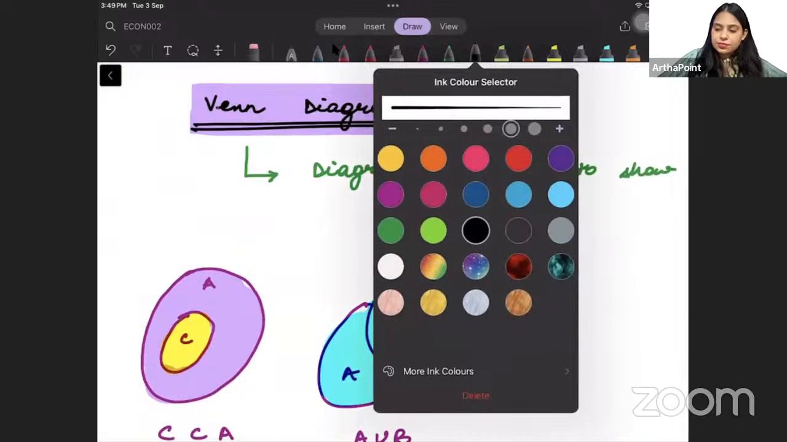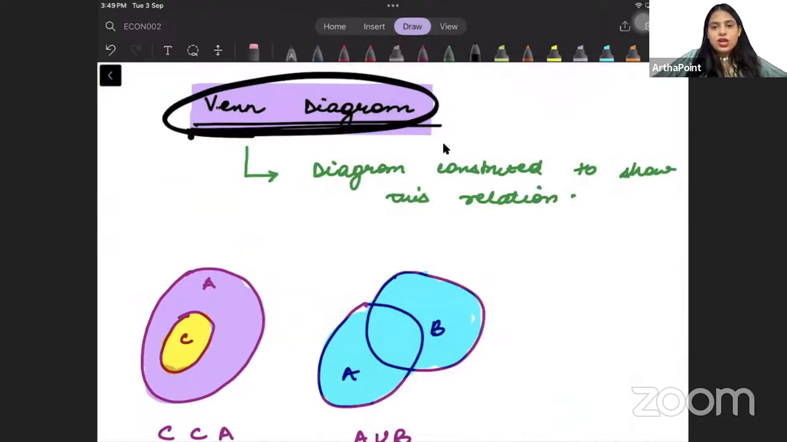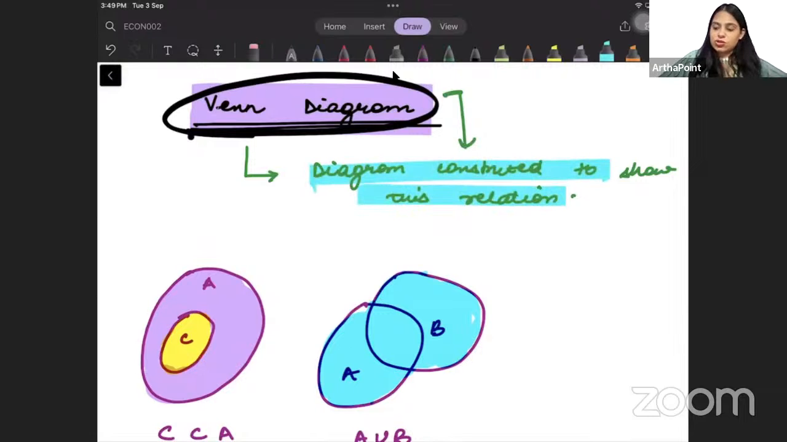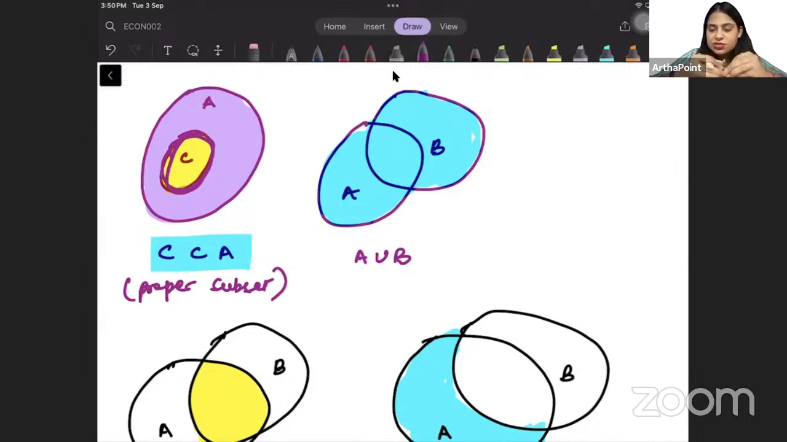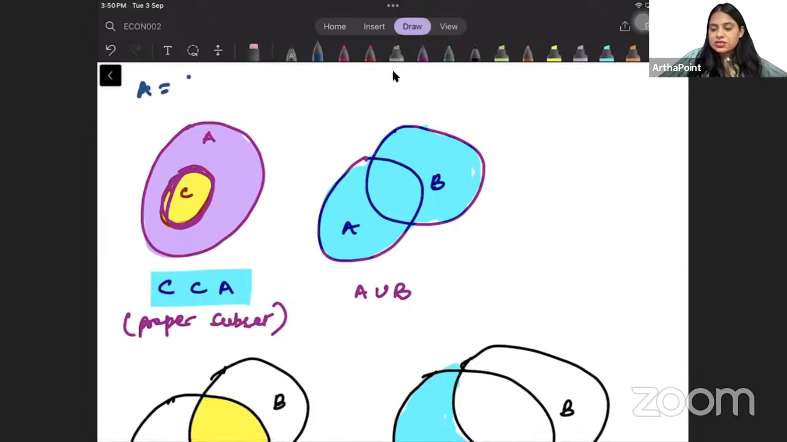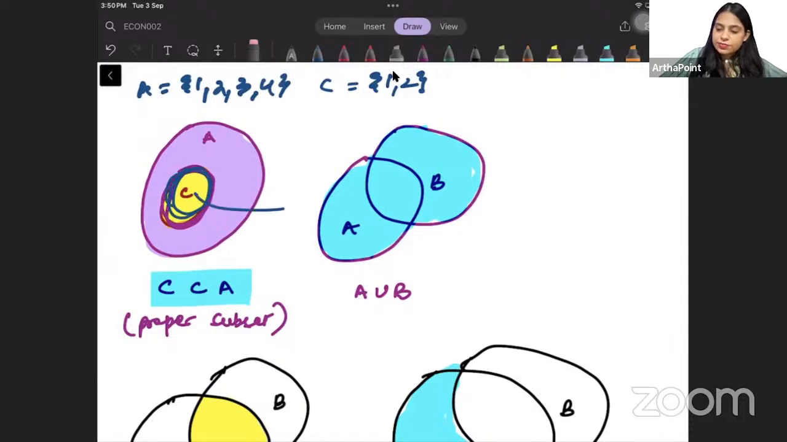Venn diagram. Okay, so now when we talk about a Venn diagram, beta, a Venn diagram is a diagrammatic way of showing the set relation. जैसे, if I want to show that C is a proper subset of A, माने C के elements A के कुछ minimum elements होंगे. For example, if I tell you that A is 1 2 3 4 and C is 1 2, so this common part can have elements 1 2 in it, है ना? यहाँ पर I can have 1 and 2 and here I can have 3 4.